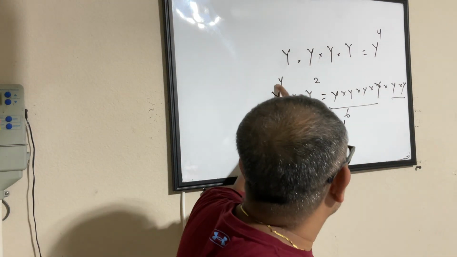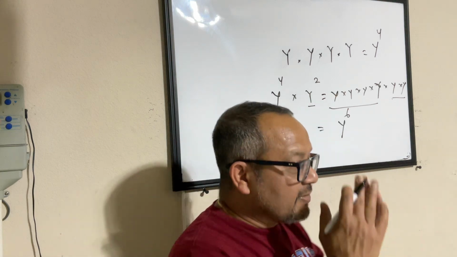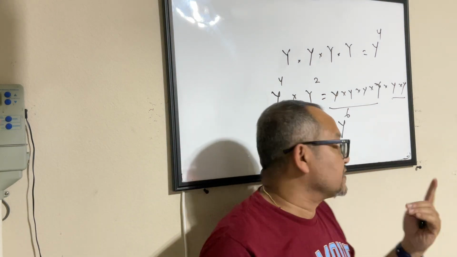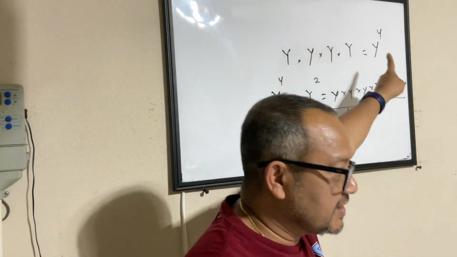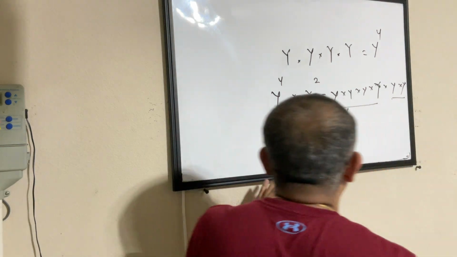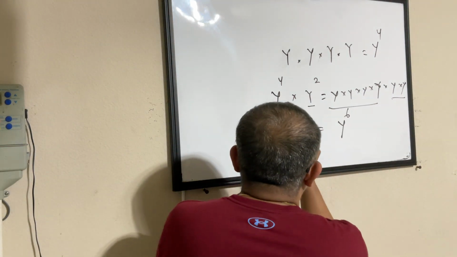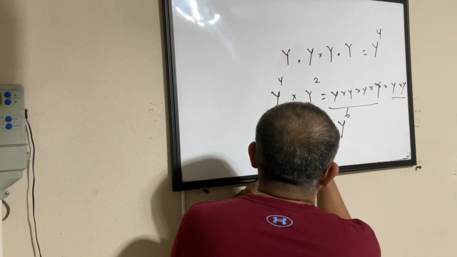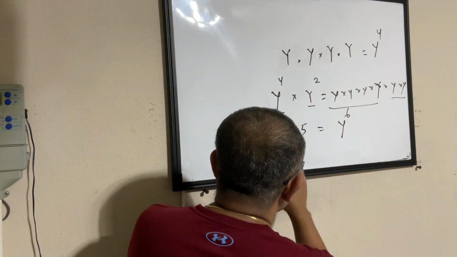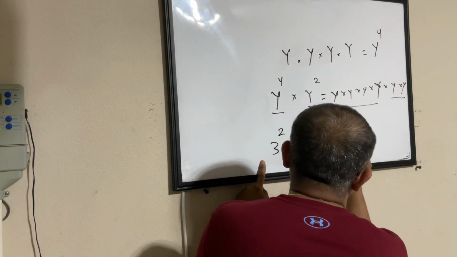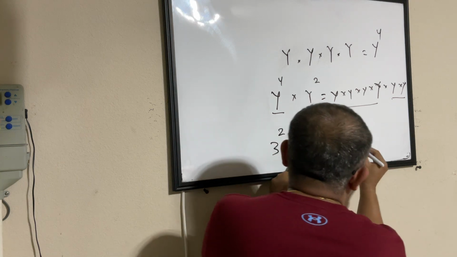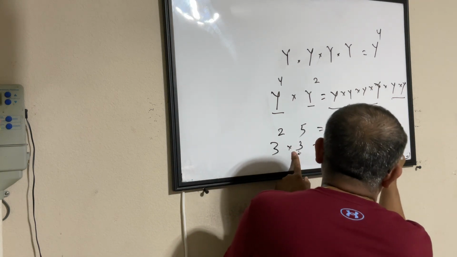What happened is my power got added. When I multiply two exponents with the same base, my power gets added. That is my first formula that I will keep in mind. That's what we saw here, right? If you say 3 to the power 2 into 3 to the power 5, what you are saying is 3 into 3 2 times, and then 5 times 3 into 3.